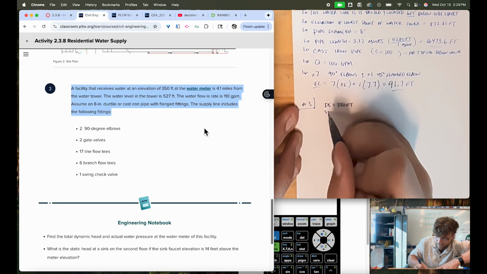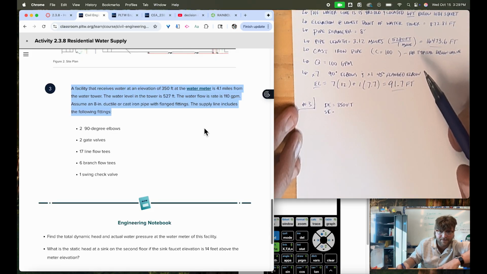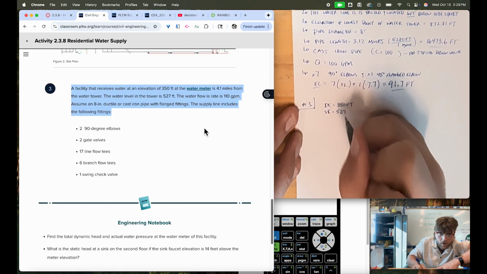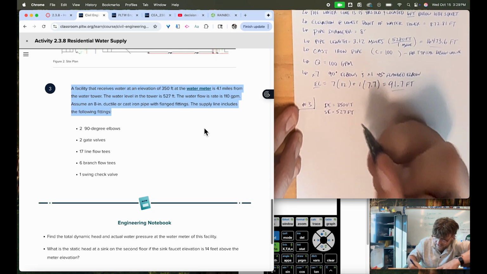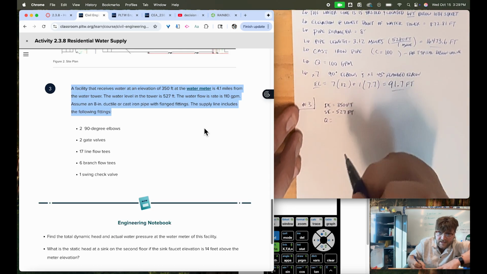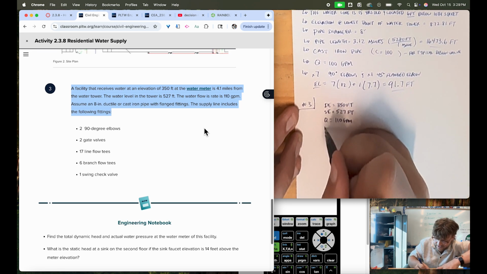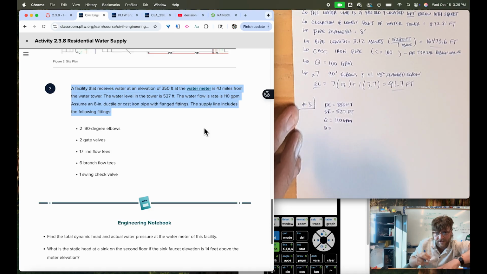This is from the source elevation. The source elevation is that water tower, right? So the water tower is 527 feet. Flow rate, we've got Q equal to 110 GPM. And then they say that the diameter for this particular scenario is an 8-inch pipe. It's ductile or cast iron with flange fitting. So what we need to do is we have C.